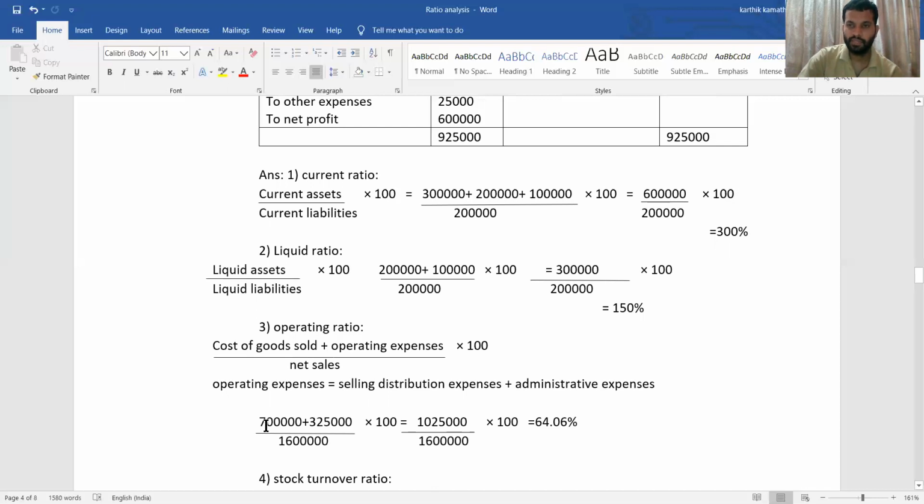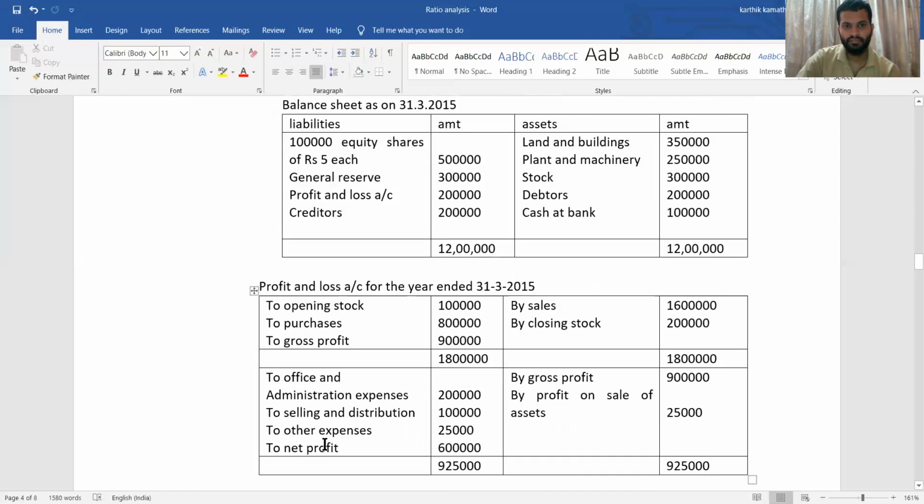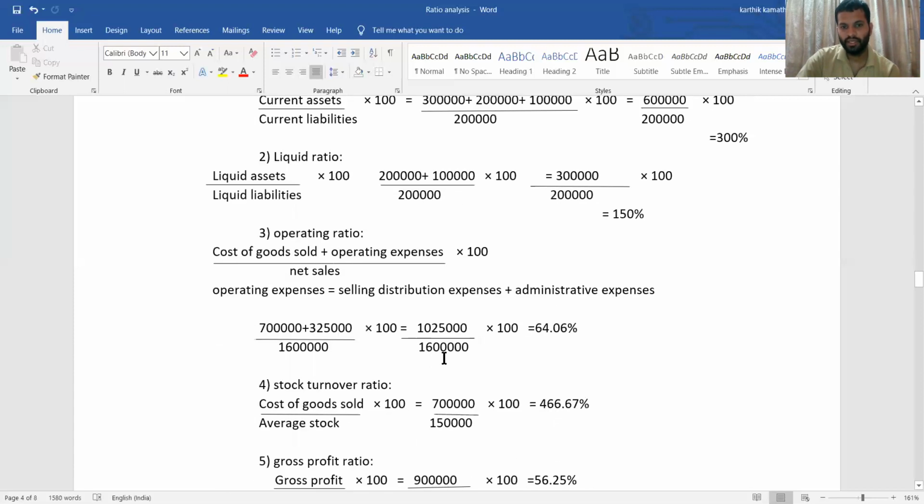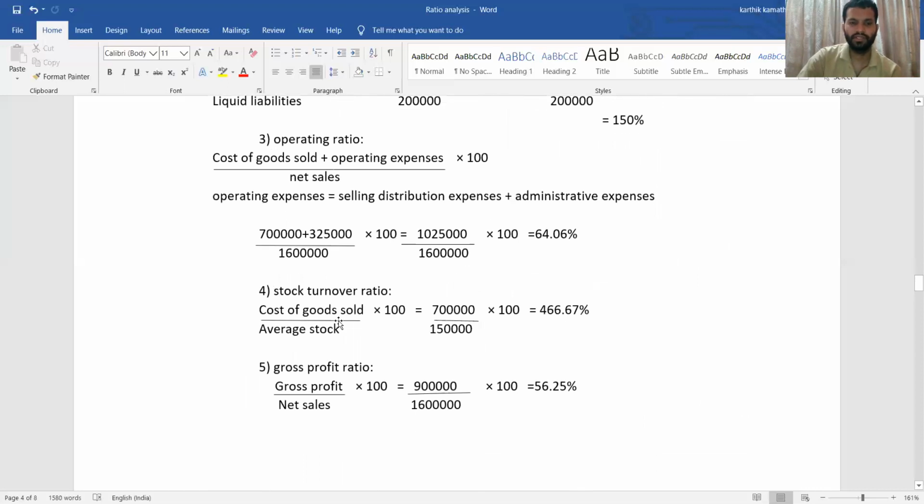So 7 lakh plus 3 lakh 25,000 divided by net sales. Net sales information, is it given in the problem? That is total sales, 16 lakh, directly mentioned. So divided by 16 lakh, you will get the answer as 64.06%. Next is stock turnover ratio, that is cost of goods sold divided by average stock into 100.